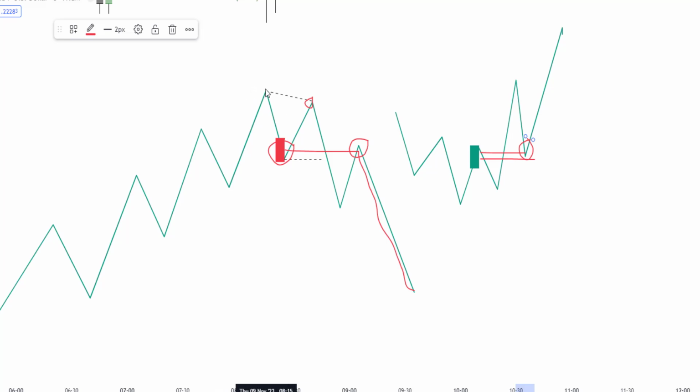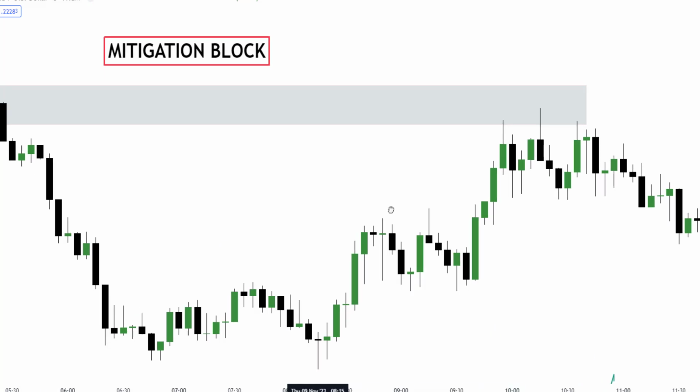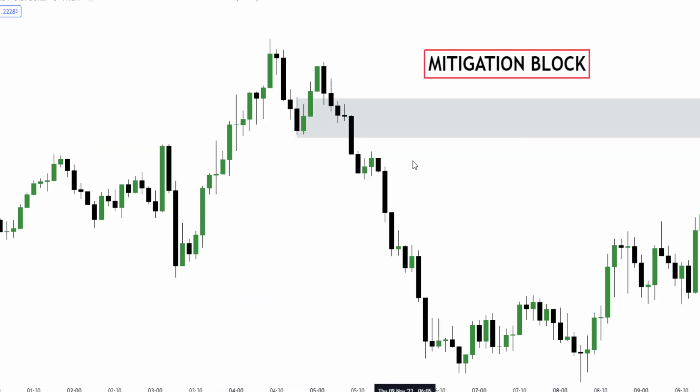So when you have this push failing to take out this guy, you have a mitigation block. Look at this one, failing to take out this guy to the downside, you have a mitigation block. So let me show you an example right here. I have a sketch right here where I showed you a mitigation block.